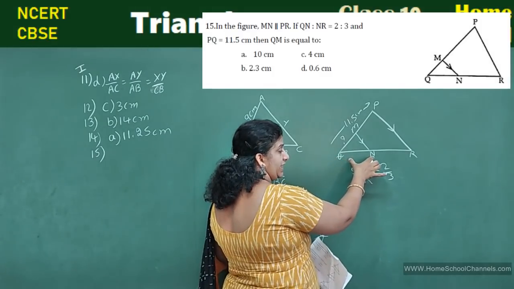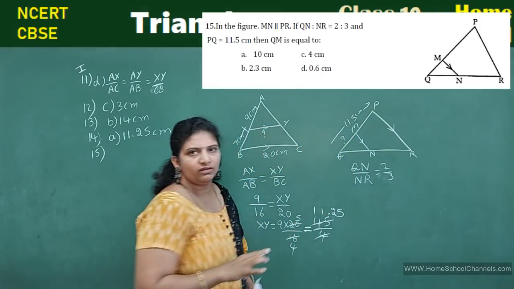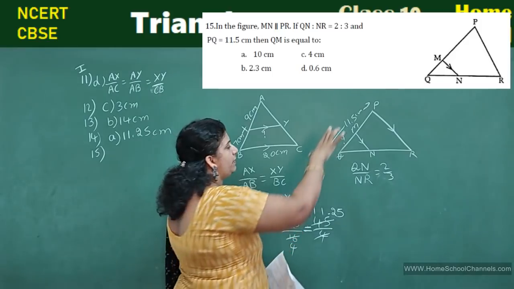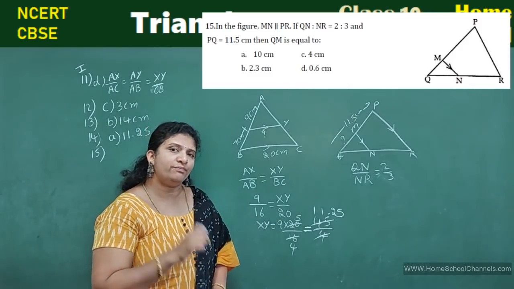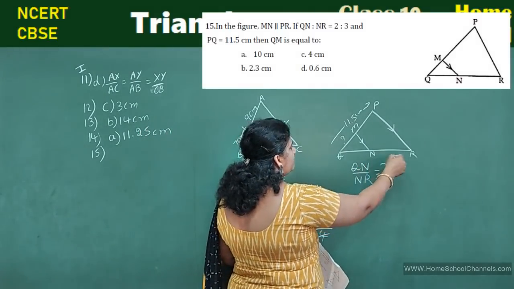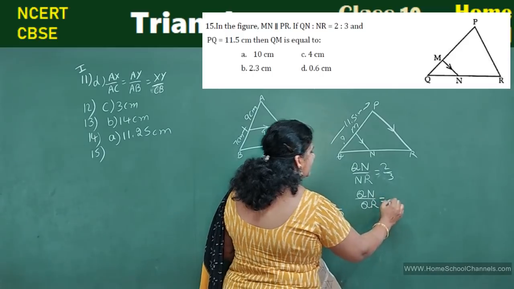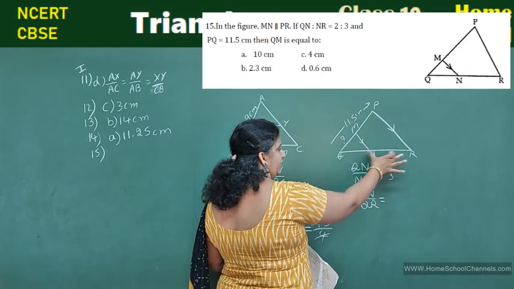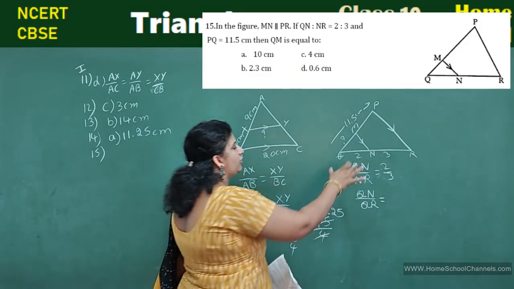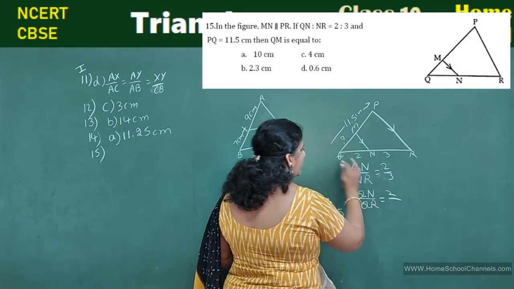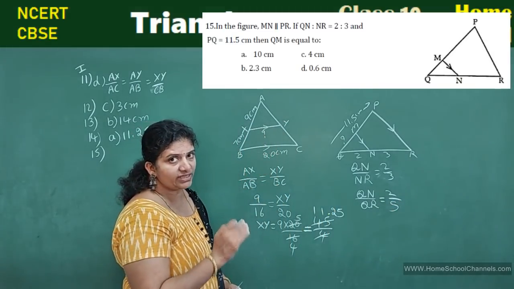Here, by BPT we are saying the ratio QN by NR. But here we know QP, we don't know QM. When we are considering the big triangle, the big side, we can directly go for the corollary of BPT. That is QN by NR there, so I write it as QN by QR. What will be the ratio? 2 is to 3, right? QN is 2, and QR is 2 plus 3, that will be 5. QN by QR is equal to 2 is to 5.